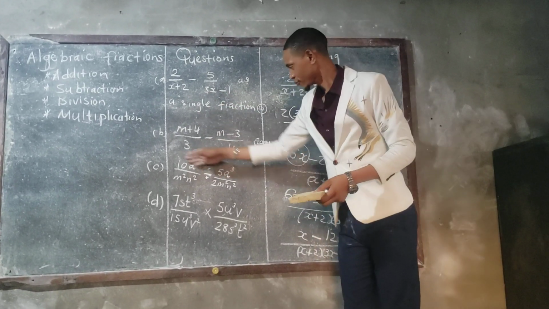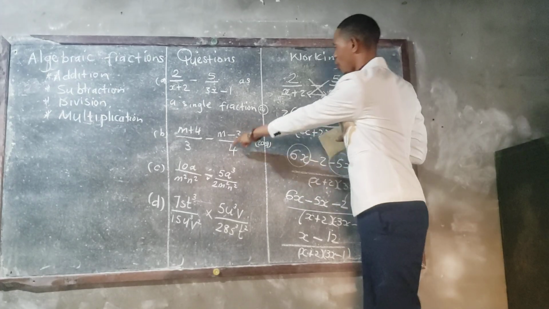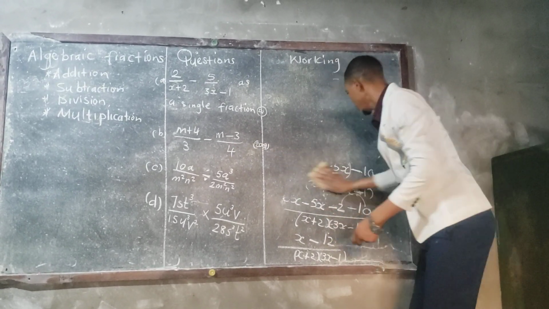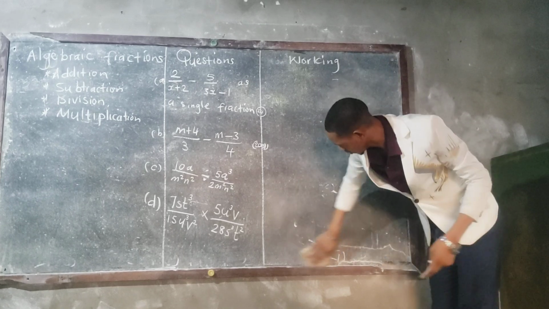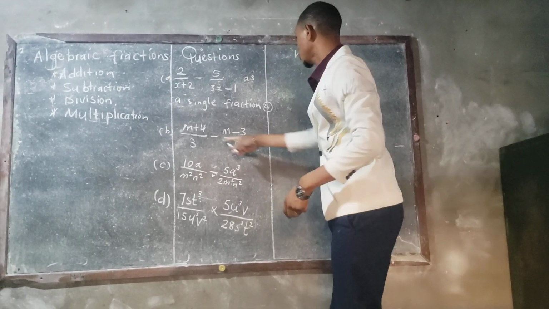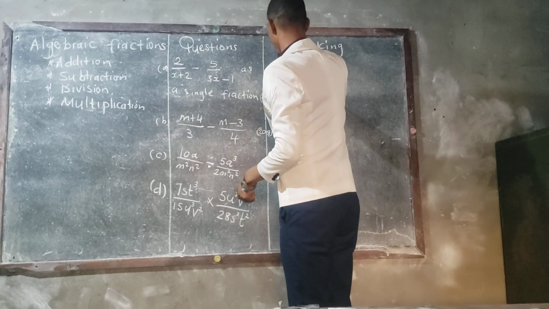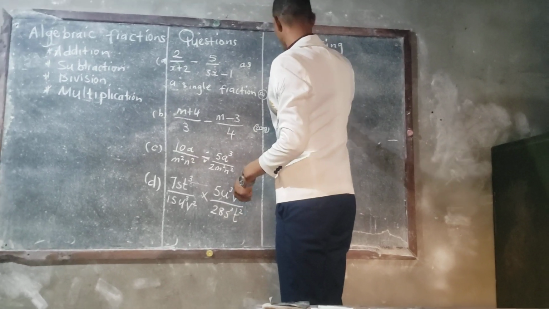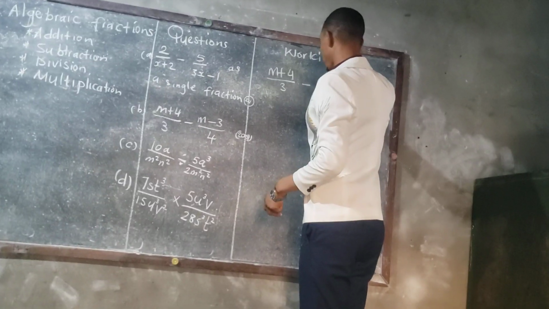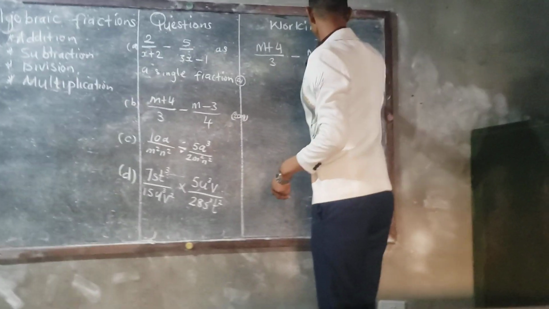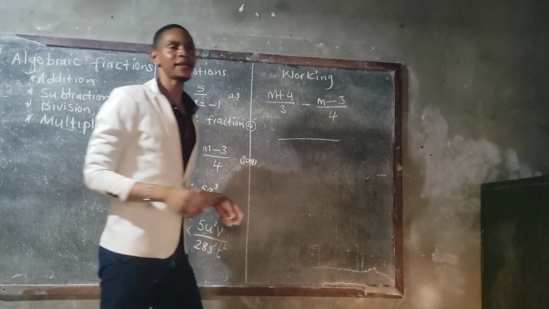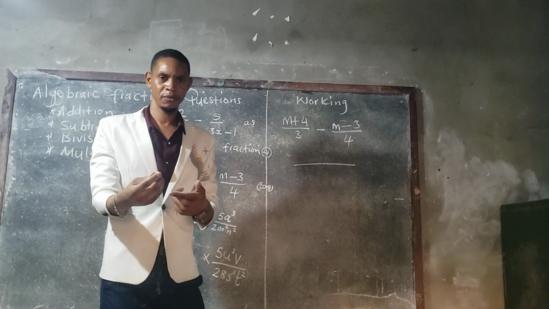So now, you need to write everything. So I'll break this one with the other one. This one came in 2009, prepared by our Examination Council of Zambia. So here I have m add 4, denominator 3, subtract m minus 3, denominator 4. Now, I'll check what is the common multiple.